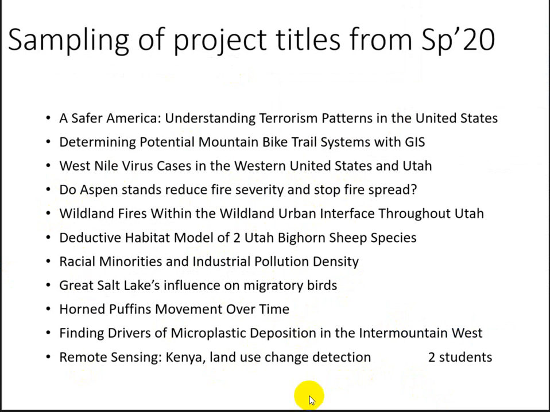All right, last year, here's just a sampling of project titles from spring of 2020. Yeah, we were doing a lot of GIS back then. A Safer America, Understanding Terrorism Patterns in the United States. So this student found some contemporary terrorism data, local, national data for the United States, and did some geostatistical analyses on them, tracking patterns changing over time.